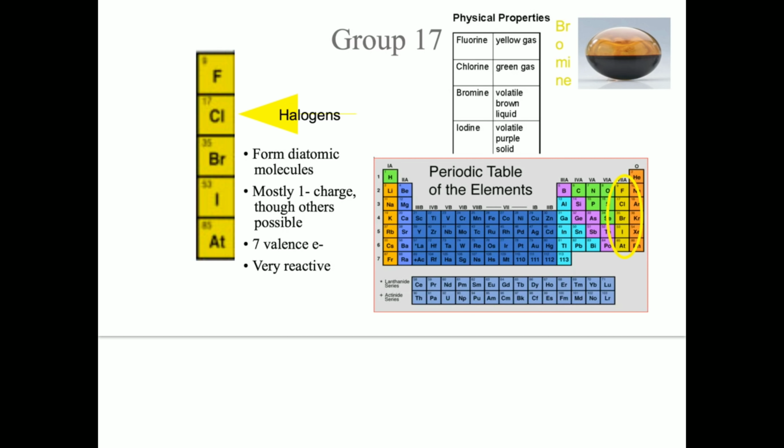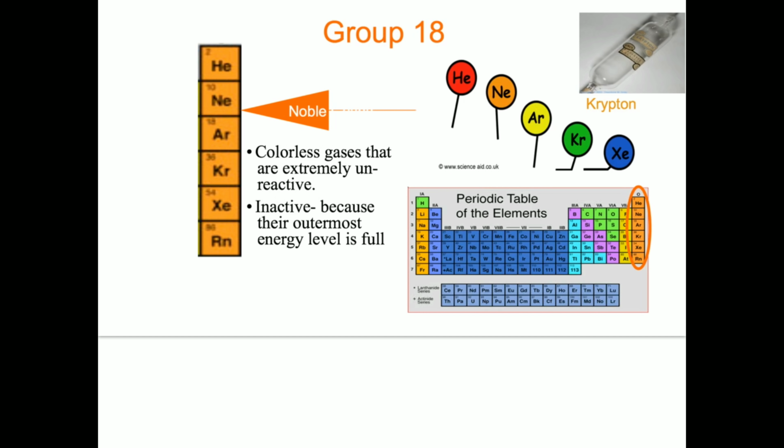The halogens form many diatomic molecules. They have a -1 charge and are the most reactive nonmetals. Group number 18 are called the noble gases. All noble gases have complete valence shells. They are highly unreactive as their valence is already complete. Unlike halogens, all noble gases are monoatomic.